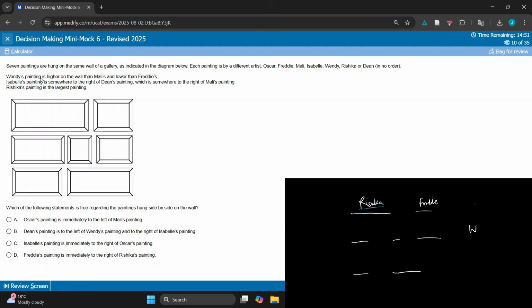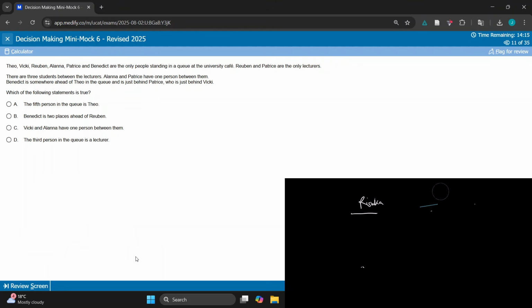And then Isabel's is somewhere to the right of Dean's, which is somewhere to the right of Marley's. So actually, Wendy's is here. And then Marley must be down here. Isabel's painting is somewhere to the right, which is somewhere to the right of Marley's painting. So Marley's must be here, I'm guessing. Oscar's painting isn't Dean's painting. Freddy's painting is immediately to the right of Rishika's. I think that one, I would say.